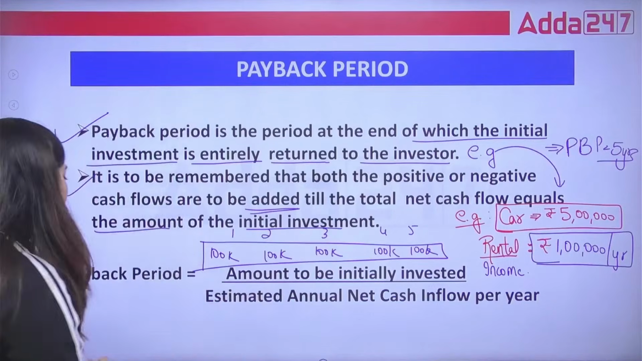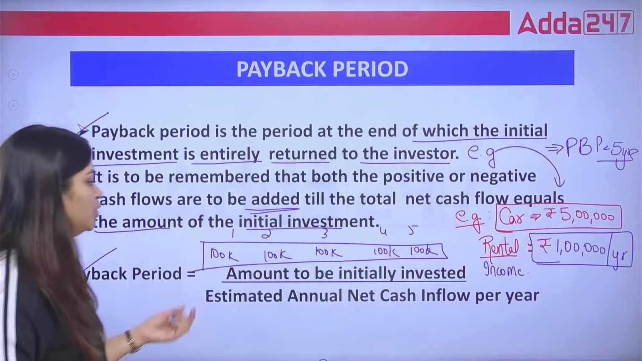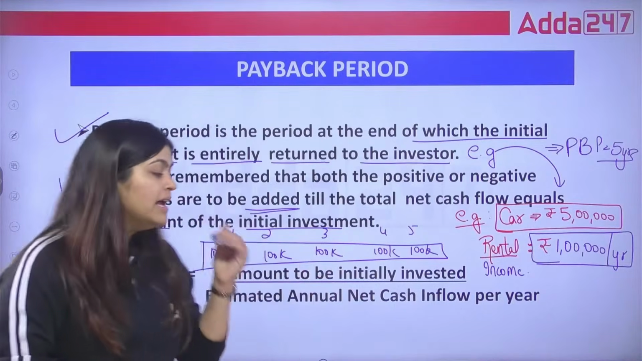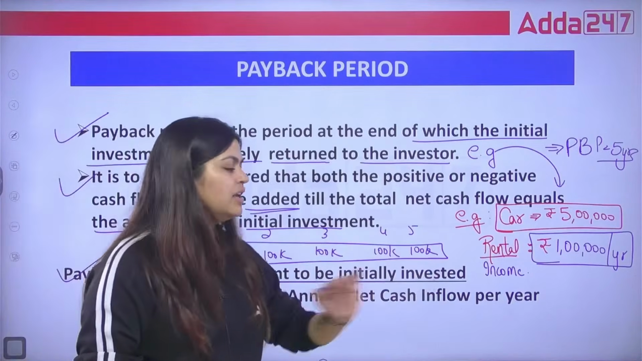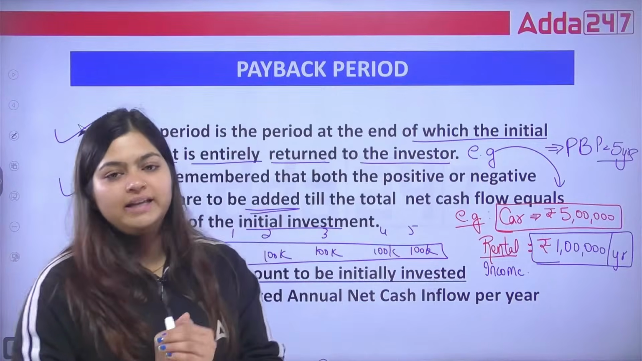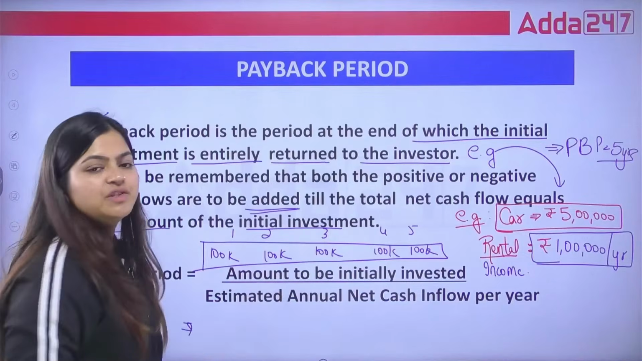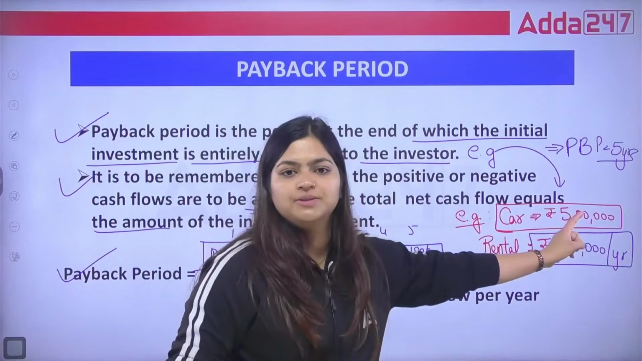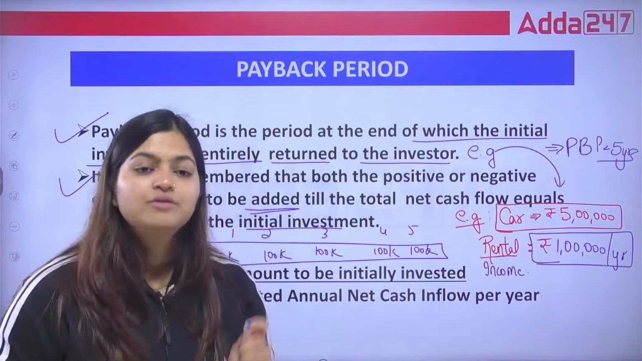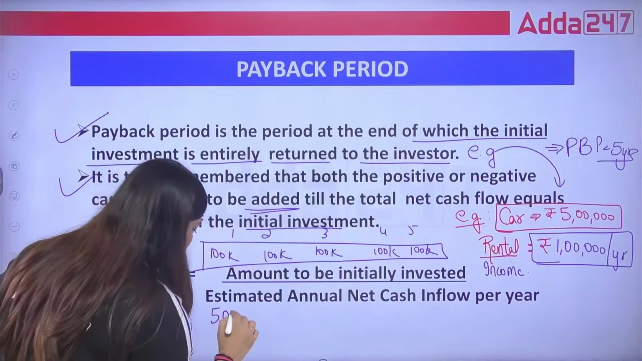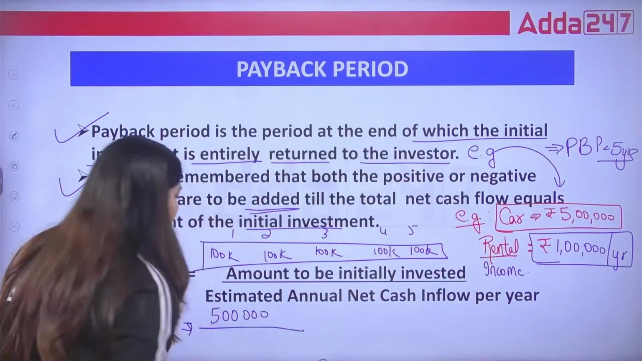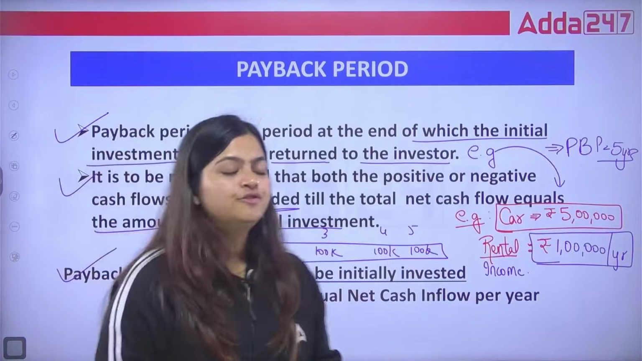So what is the formula here? Payback period method equals amount to be initially invested divided by estimated annual net cash inflow per year. So here if I use this formula, amount to be initially invested, that is what? 1 lakh or 5 lakhs? What is your investment amount? 5 lakhs. 5 lakhs divided by estimated annual net cash flow per year.